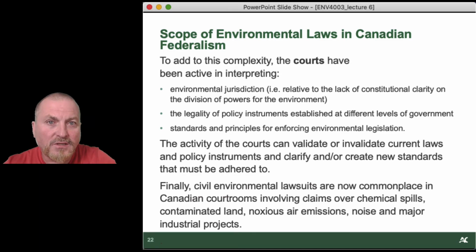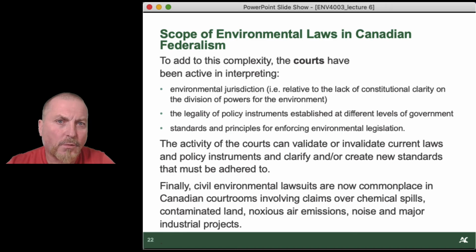But it also adds uncertainty when you're trying to roll forward with a policy instrument, right? Ministers don't like to release a policy instrument and start working on and implementing it, and all of a sudden it faces 30 civil lawsuits. It's a dynamic that's quite interesting to see from inside the system.